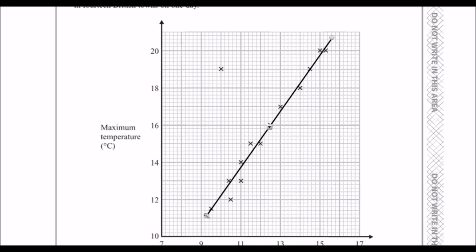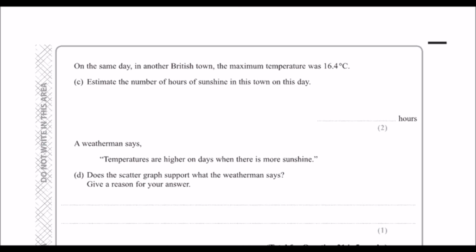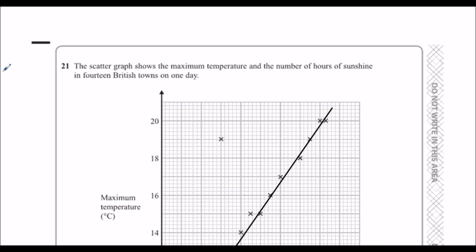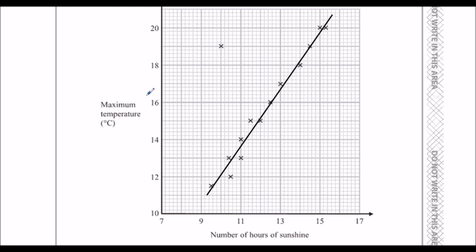which is somewhere around there. We don't have to be exactly right here, but we need a line that fits well with all of the points, a line of best fit. So roughly the same number of points on both sides. And we're going to use our line of best fit to estimate if the temperature is 16.4, how many hours of sunshine there are. So temperature is on this side, and we're going to go to 16.4.